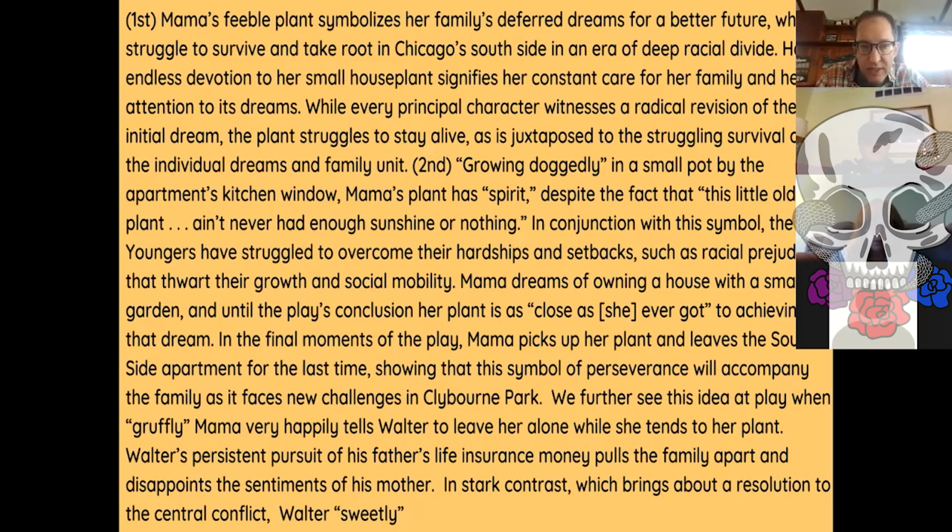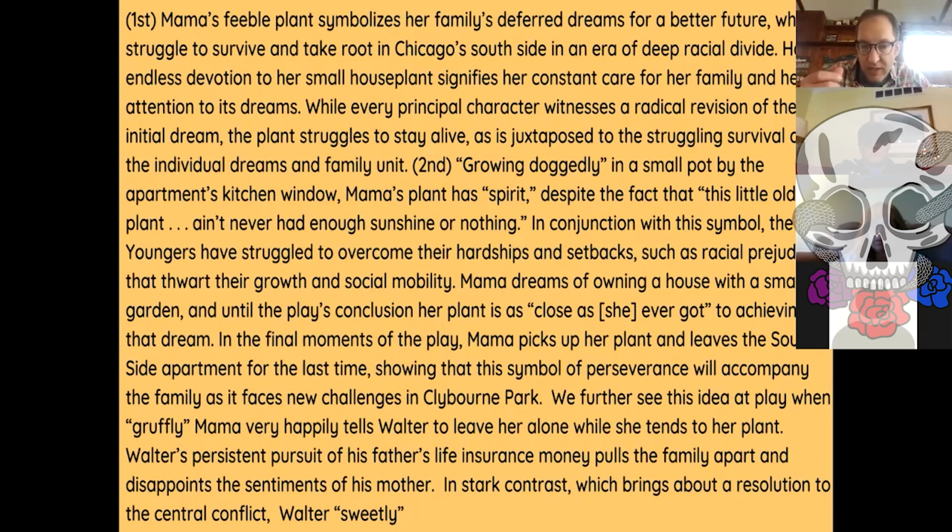In conjunction with this symbol, the youngers have struggled to overcome their hardships and setbacks, such as racial prejudice that thwart their growth and social mobility. Mama dreams of owning a house with a small garden, and until the play's conclusion, her plant is as close as she ever got to achieving that dream. In the final moments of the play, Mama picks up her plant and leaves the Southside apartment for the last time, showing that this symbol of perseverance will accompany the family as it faces new challenges in Claiborne Park.